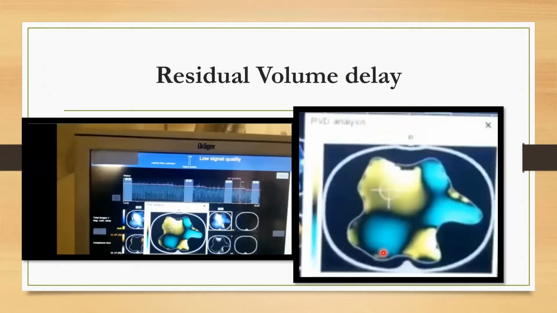The yellow areas are areas that fill later, and these ones fill earlier. So the tidal volume goes in, it's filling these areas here, and then after there's a residual time before these are filled. So that gives you extra information if you press on there.